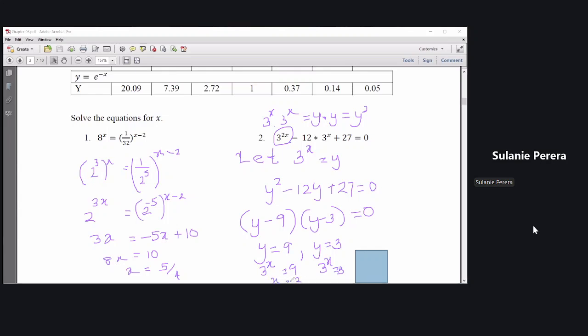Right? 3 to the x is 9. 9 can be written as 3 to the 2. So x equals 2. Here what is x? X equals 1. Okay. So that's how you solve it. You can write it down. And if you have any questions, please ask.